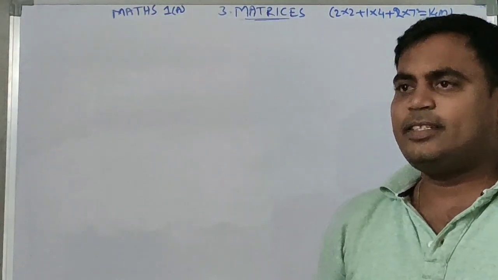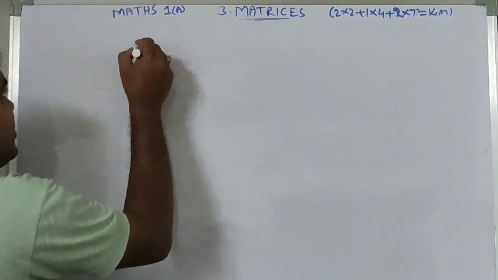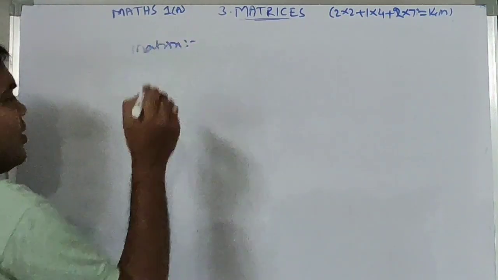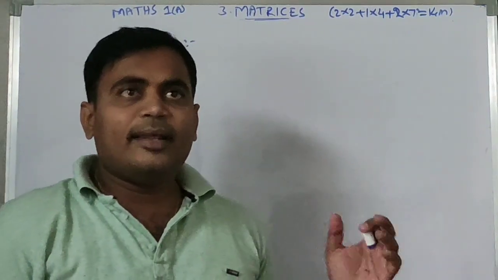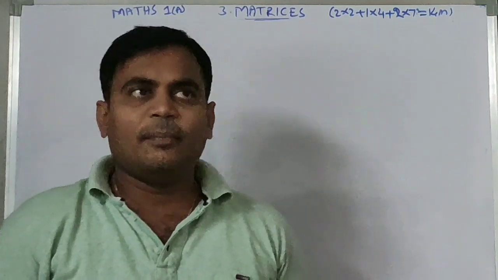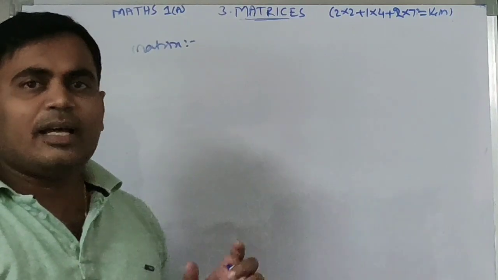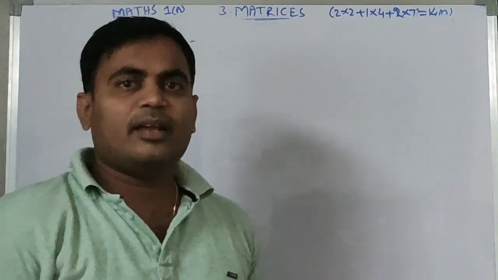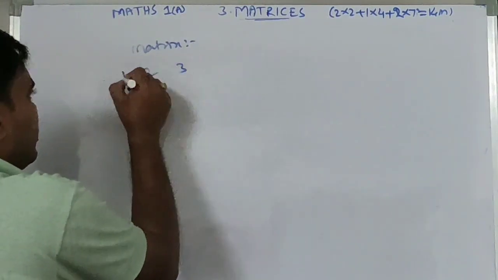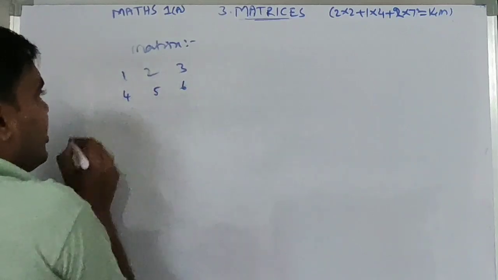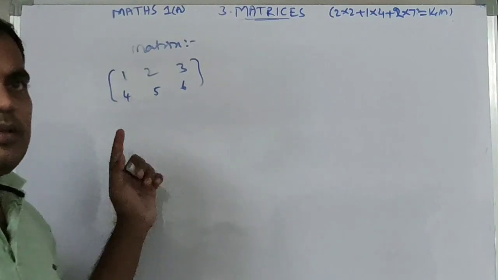What is a matrix? First, coming to the definition of a matrix: an ordered rectangular array is called a matrix. Arranging the elements into rows and columns in a systematic order is called a matrix. I am taking 1, 2, 3, 4, 5, 6. So this is a matrix. I am arranging the elements into rows and columns.